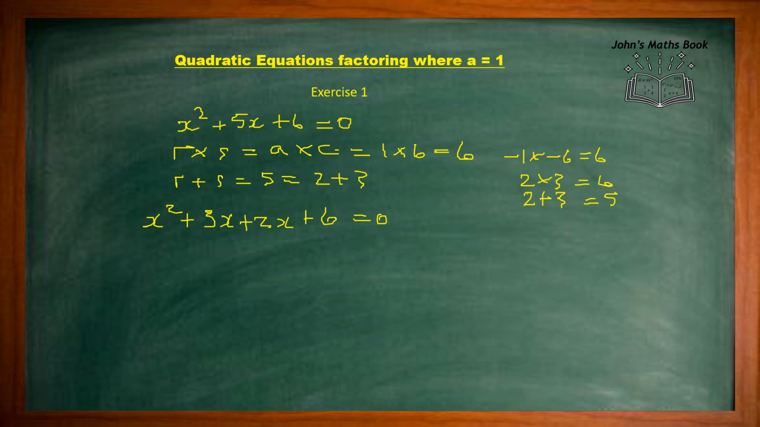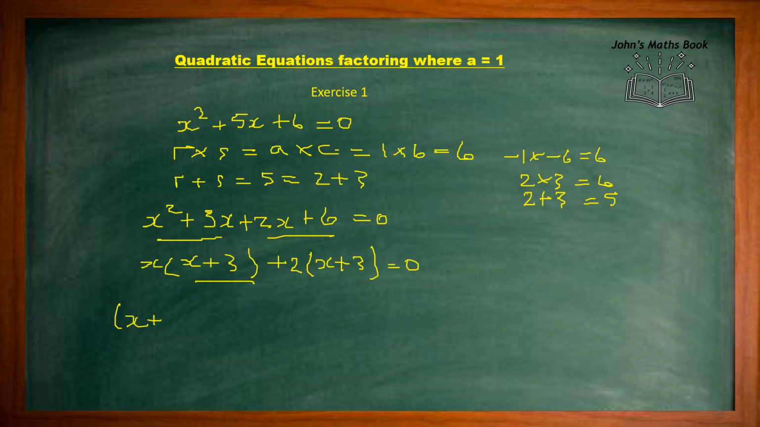If we take this part of the expression first, we can rewrite that as x into (x plus 3). And the second part of the expression we can write as 2 into (x plus 3) equals 0. So we have a common term of x plus 3. If we factorize, we get x plus 3 multiplied by x plus 2 equals 0.